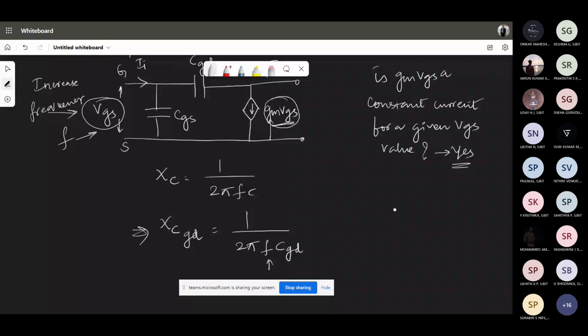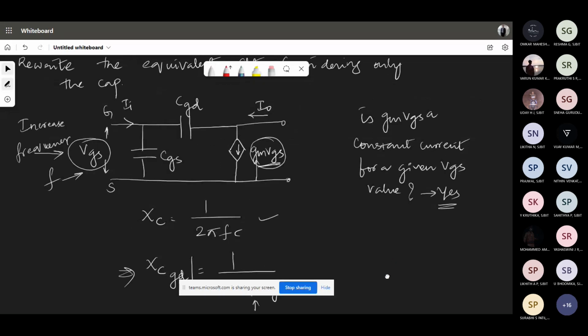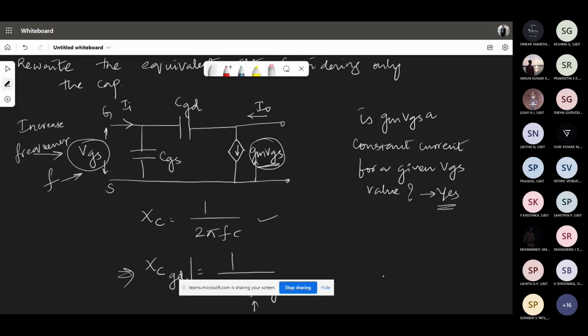So can you tell me what is going to happen to this XCGD as F is increasing? It decreases. Quite obvious that it is going to decrease. In fact, the reactance of both capacitances will start reducing, because CGS will also have the same equation. So for a given CGS value, if frequency increases, the impedance is going to come down. Let me put that statement just beside this.